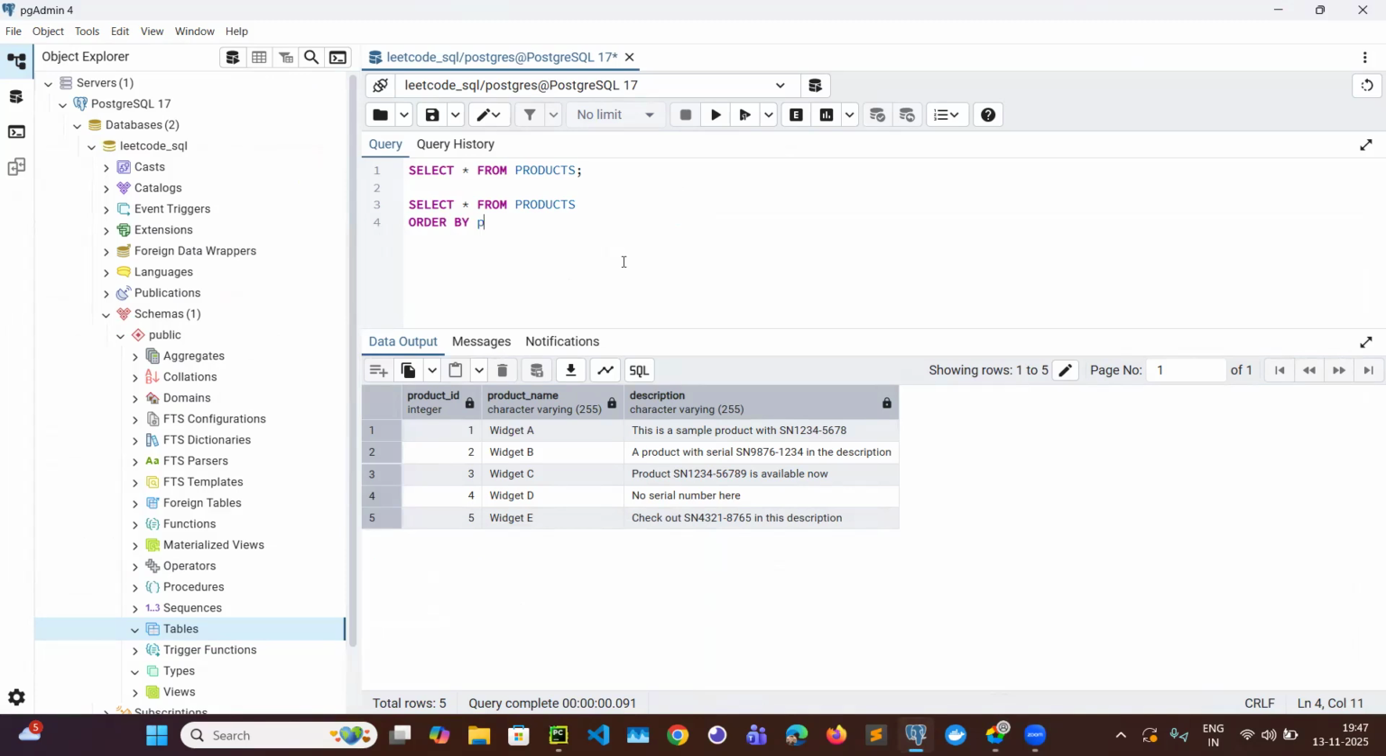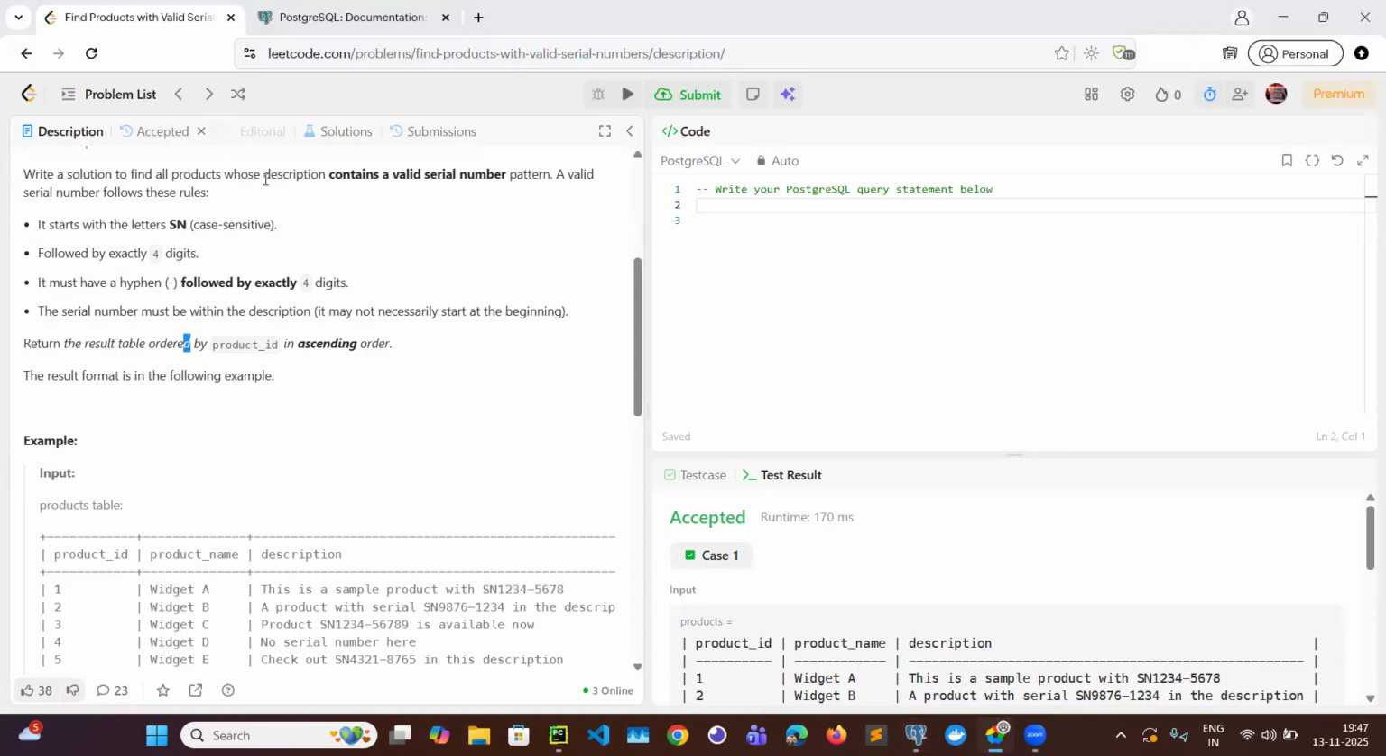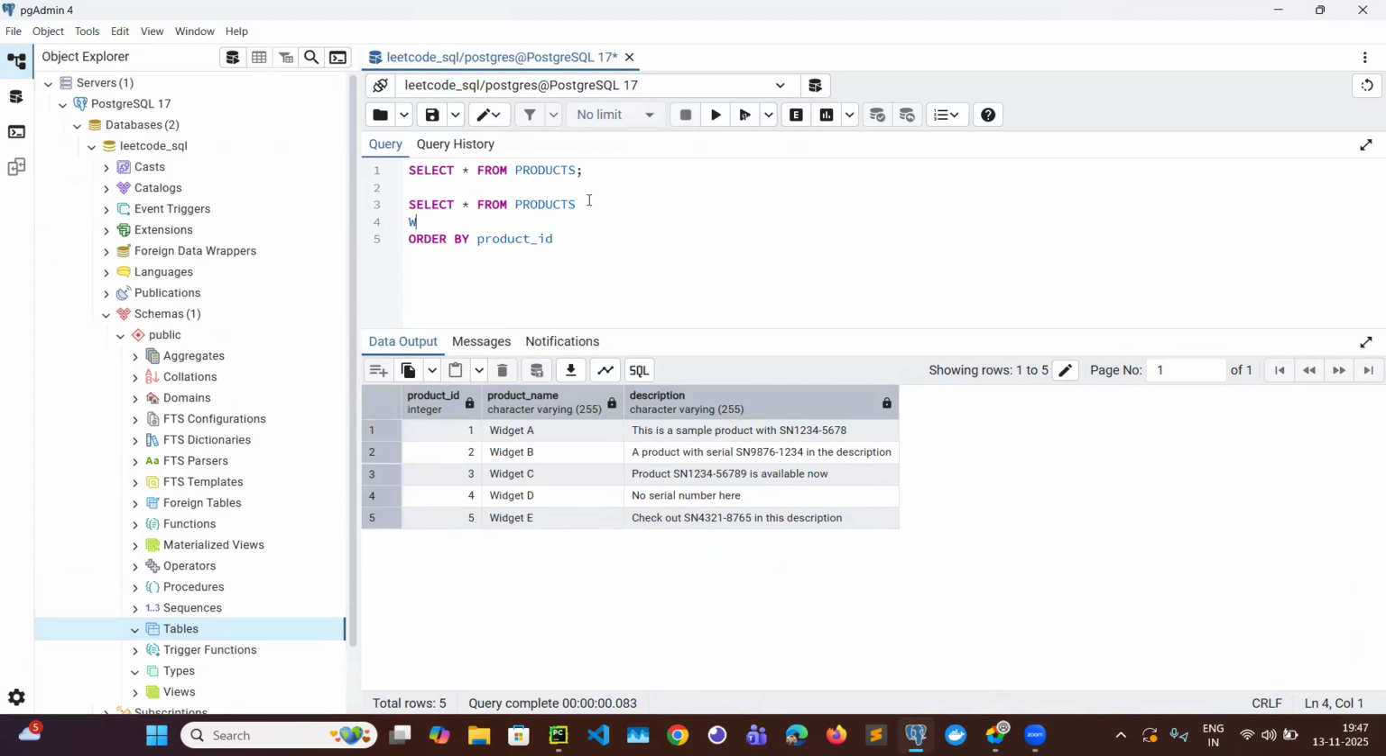Order by product ID. And by default it's ascending, right? So if I run this, it will return me everything, right? But we have not put the where clause yet, because they have mentioned you need to write a solution to find only those products whose description contains a valid serial number. So basically we need to put some where clause.